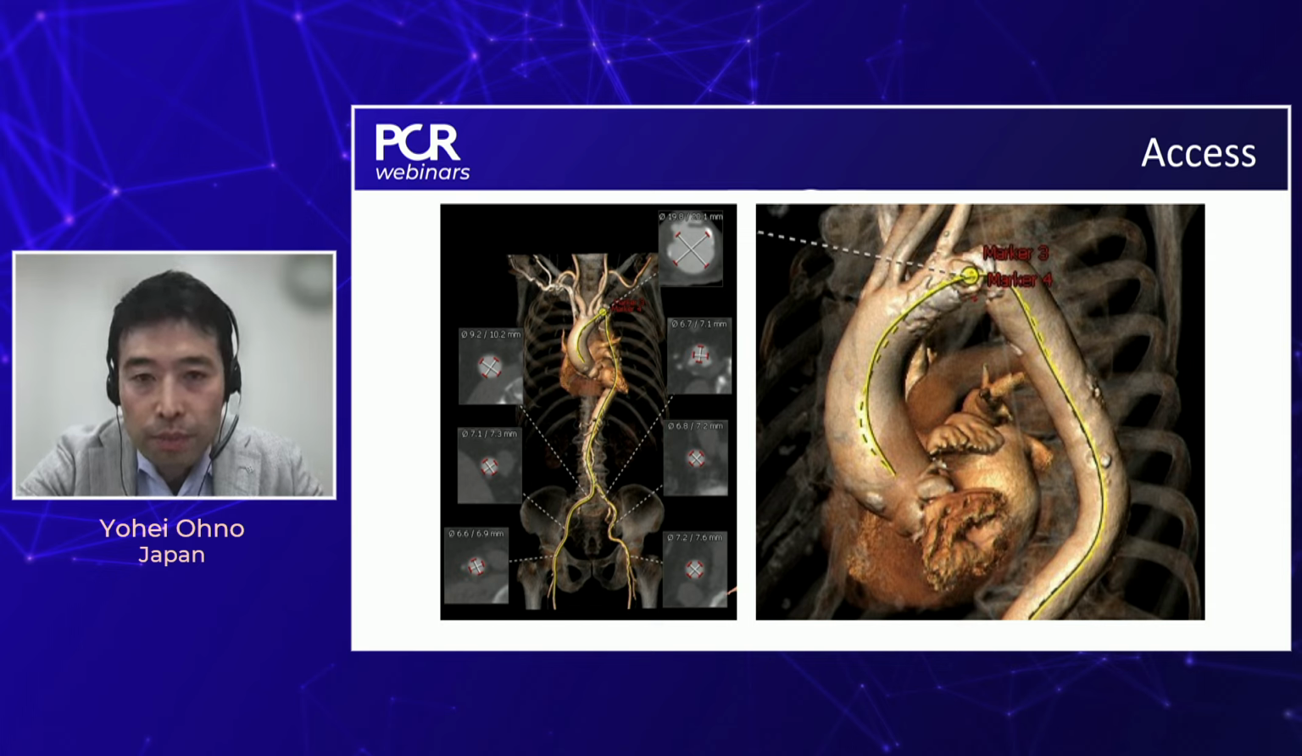As for the access, as you can see on the left-hand side, the aorta of this patient is quite diseased with atherosclerotic change, especially in the aortic arch, otherwise unremarkable.